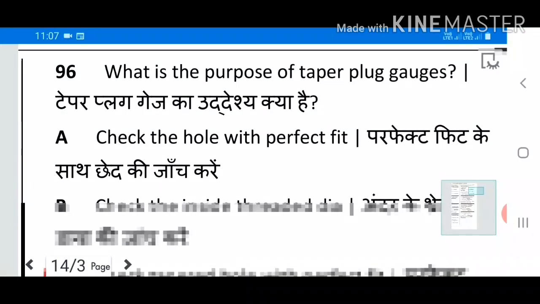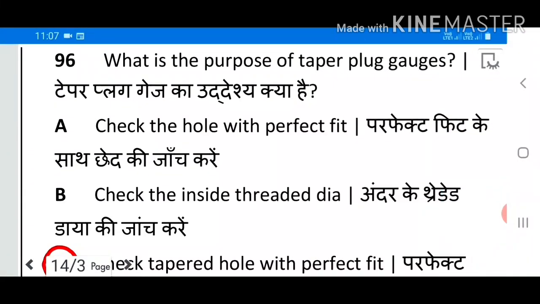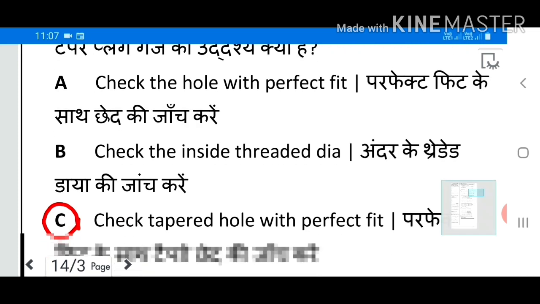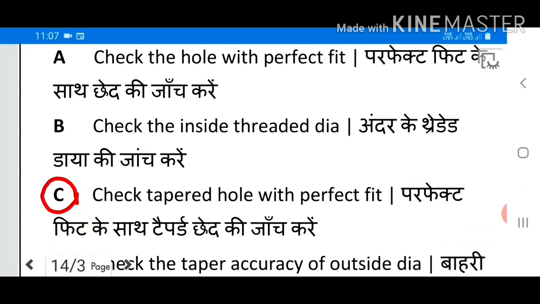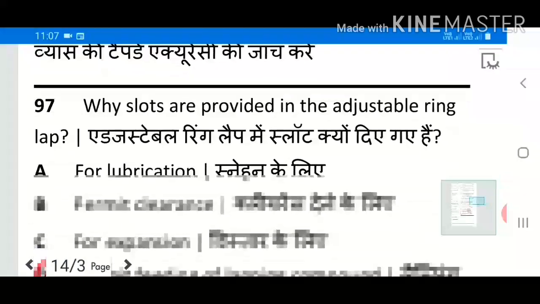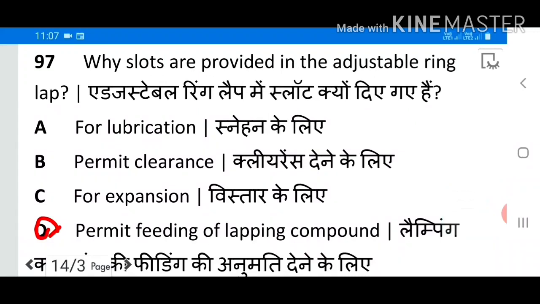96. What is the purpose of taper plug gauges? Answer C. Check tapered hole with perfect fit. 97. Why are slots provided in the adjustable ring lap? Answer D. Permit feeding of lapping compound.